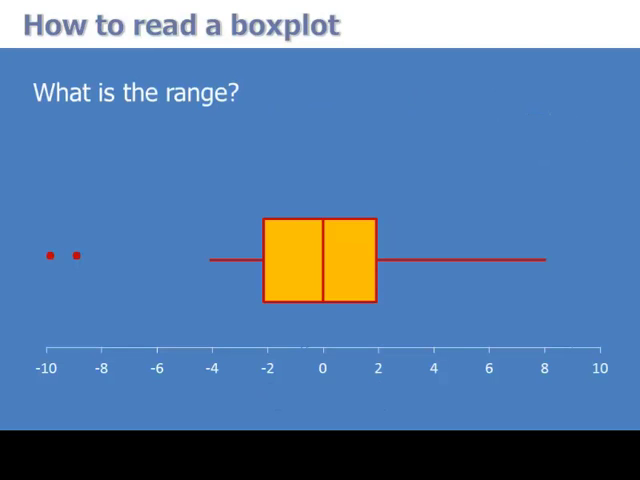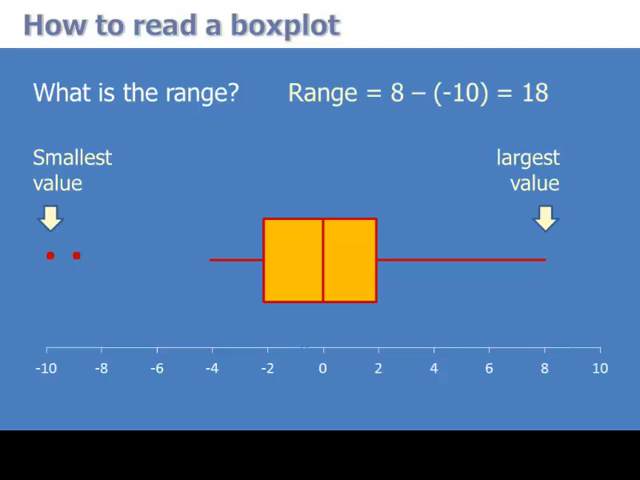What about the range of the dataset? On a box plot, the range of a dataset is represented by the horizontal distance between the largest value and the smallest value, including any outliers. In this example, data values range from minus 10, the smallest outlier, to 8, the largest value at the end of the right whisker. So the range would be equal to the largest value minus the smallest value, or 8 minus minus 10, which is 18.